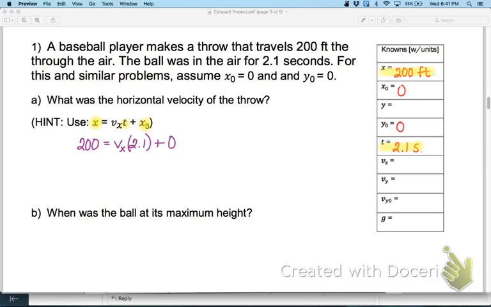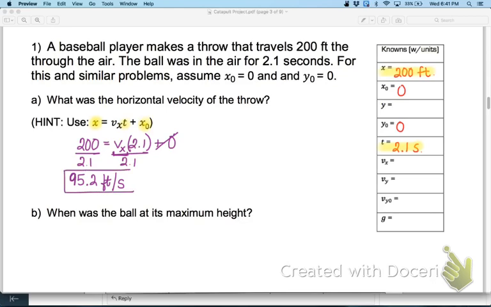Now, don't forget this Vx, that is one variable. You won't separate those two things. Vx is the variable that you're looking at. That means horizontal velocity, velocity with respect to x. So this plus 0 doesn't really matter because it's just a 0. We need to divide by 2.1 on both sides. And when we do that, we get 95.2 feet per second.